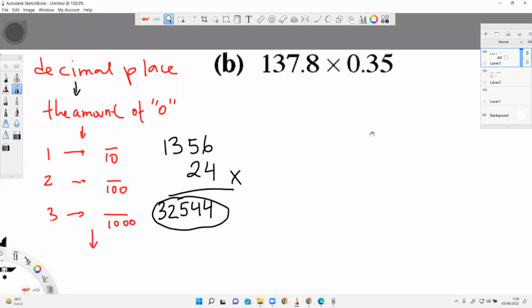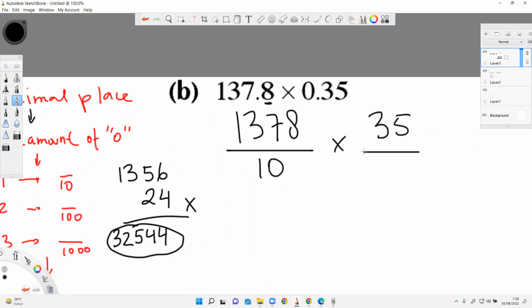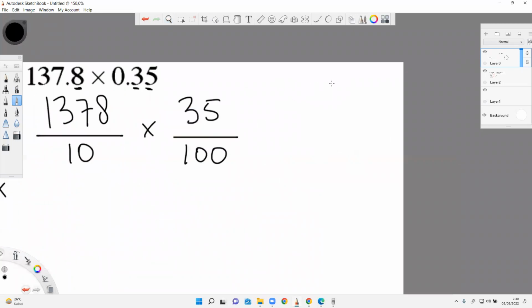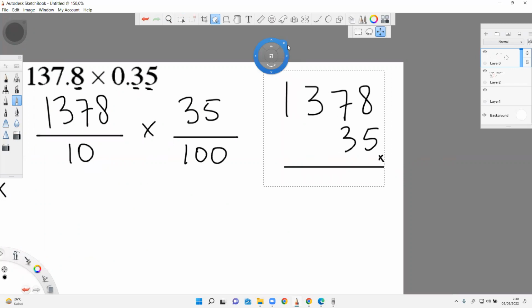Okay, look at the next number. 137.8. So what is it? Over 10. One decimal place only, right? Times 0.35, over, two decimal places, 100. So you multiply 1378 by 35. I don't want to use a calculator here. So let's try to do it manually. Why must we? Because it will enhance your ability to do the process.